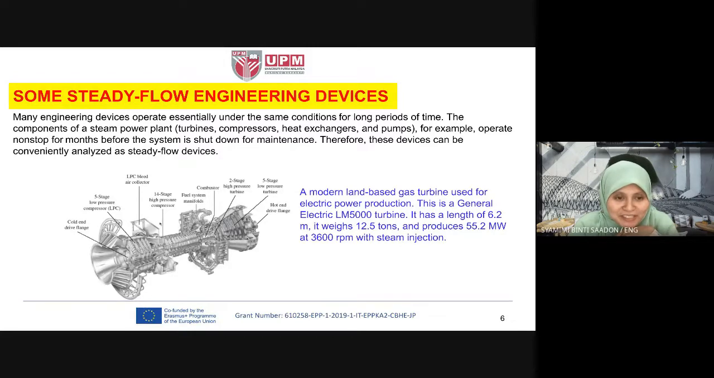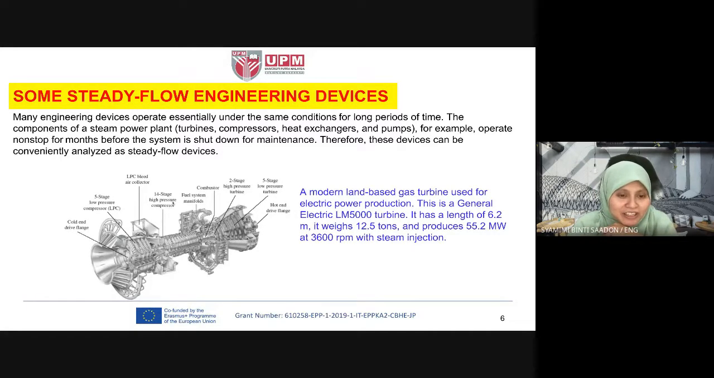I'm not going to explain right now what air bleed is, but you will learn this in propulsion. After you pass this thermodynamics course next semester, you can proceed to propulsion. Basically, the air is bled from the turbine and used in the compressor part.